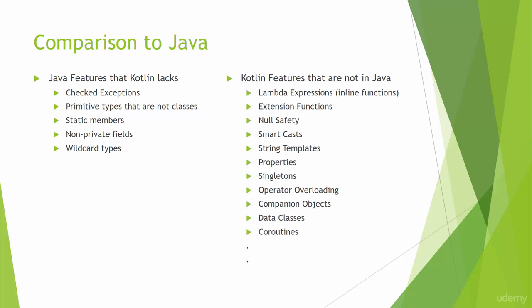Kotlin features that are not in Java. We mentioned the lambda expressions, passing blocks of code to functions, inline functions, extension functions, the ability to extend existing classes without the source code, null safety, reducing null pointer exceptions, smart casts, the compiler automatically infers type conversions, string templates. String templates are a nice concept where you don't have to do concatenation as much. You can have concatenation automatically handled for you with triple quotes and things like that. Properties, singletons. Singletons are creating a single instance of a class. Very nicely done in Kotlin. Operator overloading. Companion objects, data classes, coroutines.